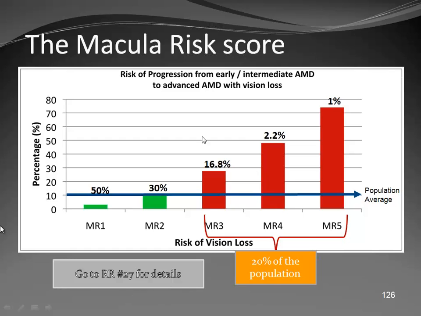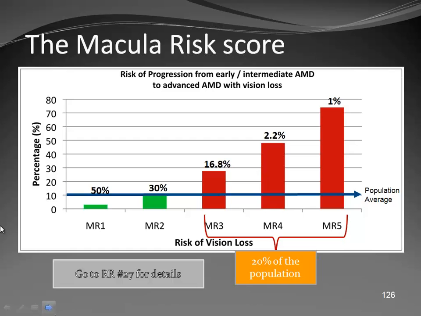About 20% of the population fall into macular risk categories that we feel should be looked at very, very carefully. So what I do is patients who fall into macular risk 1, I see them about once a year. Patients, say, who fall into macular risk 3, I see them 3 times a year, every 4 months. Somebody in the macular risk 5 category has an average of a 73% chance of progressing to advanced AMD with vision loss. So these patients I want to see 5 times a year.